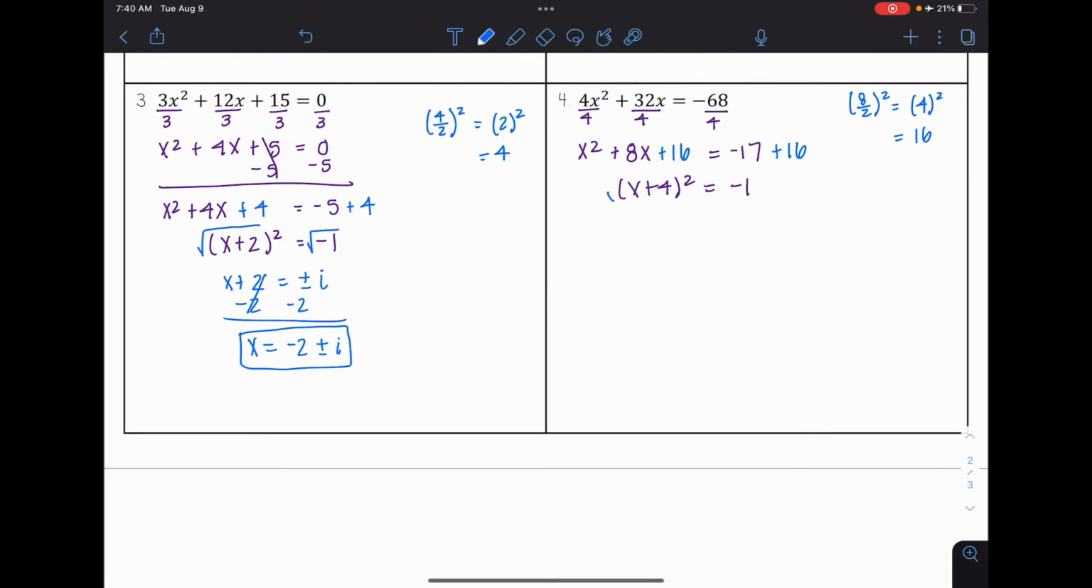And then taking the square root of both sides, I get x plus 4 is equal to plus or minus, the square root of negative 1 is i. And then subtract 4 from both sides, and you get that x is equal to negative 4 plus or minus i.